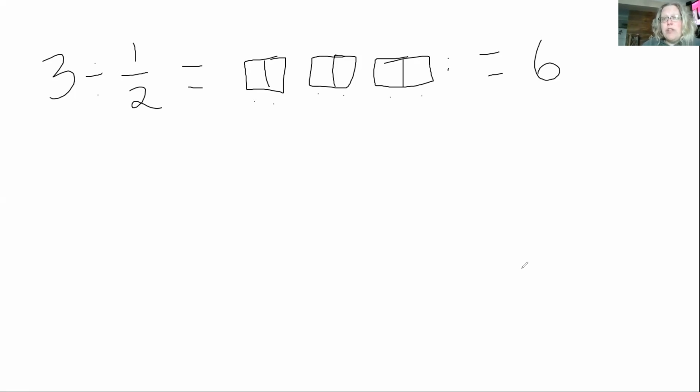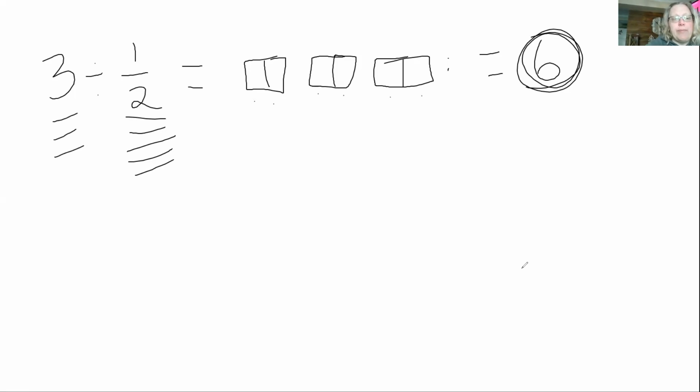because you're looking at how many pieces, half-size pieces, you ended up with. So when you divide a fraction, or I'm sorry, a whole number by a fraction, you are always going to get a whole number as your answer because you're answering the question, how many of these half-size pieces can I make out of 3 whole?